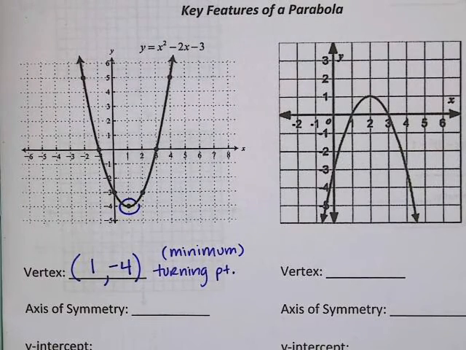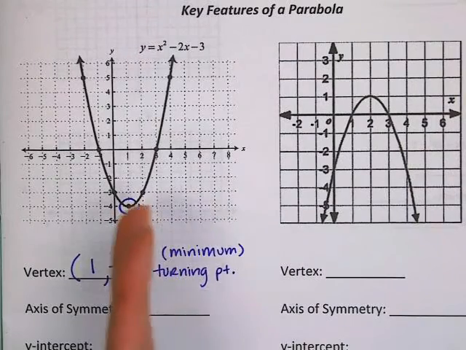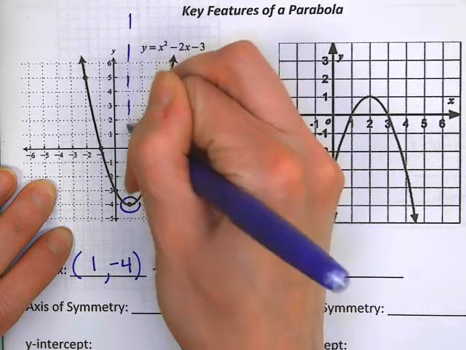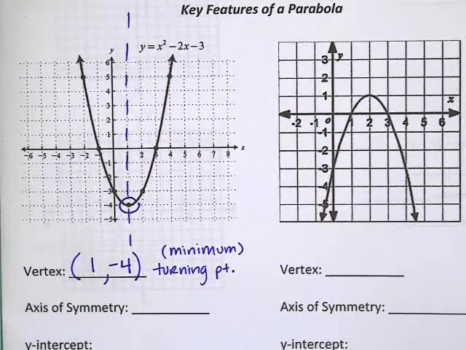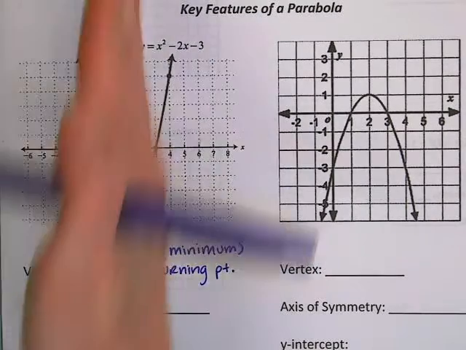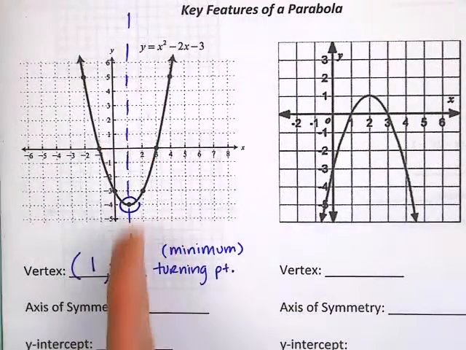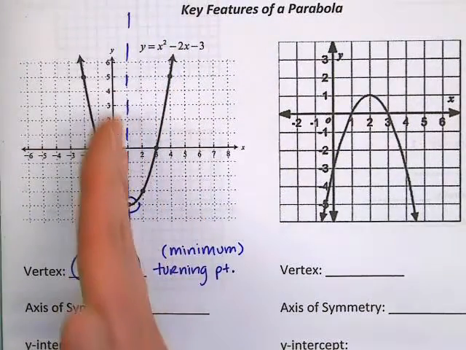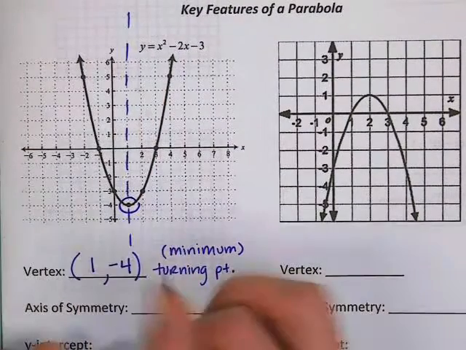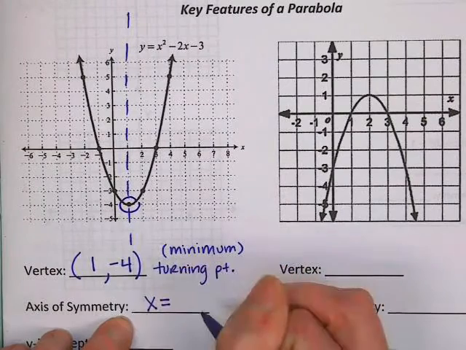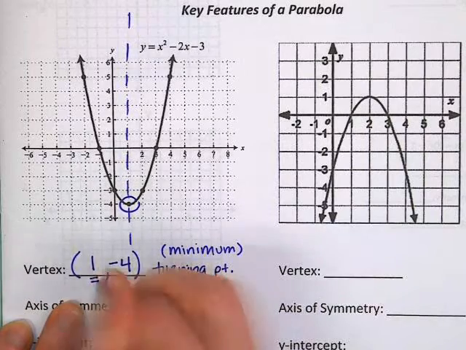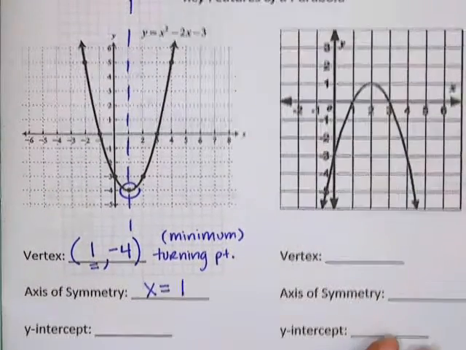Now the line of symmetry. I need you guys to draw a line that cuts this U in half. And it's right here. So draw in that line that cuts it right down the middle. That's called the axis of symmetry. And we need to write the equation of that line. Since it's a vertical line, remember vertical is x, the equation of the line is x equals, and it's always going to cross through the x value of the vertex. So x equals 1.